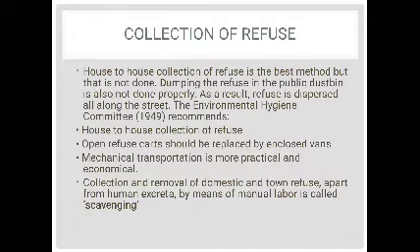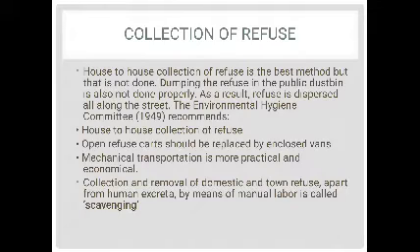Collection of refuse. House to house collection of refuse is the best method, but that is not done. Dumping the refuse in the public dustbin is also not done properly. As a result, refuse is dispersed all along the street. The Environmental Hygiene Committee 1949 recommends house to house collection of refuse. Open refuse carts should be replaced by enclosed vans.